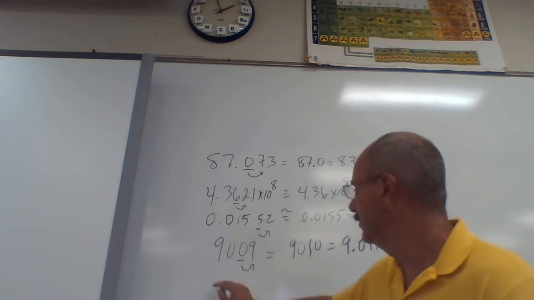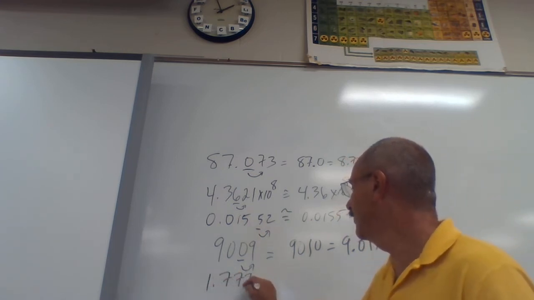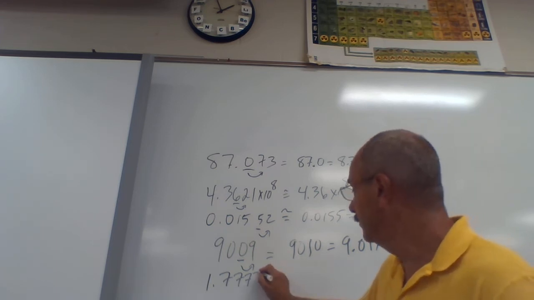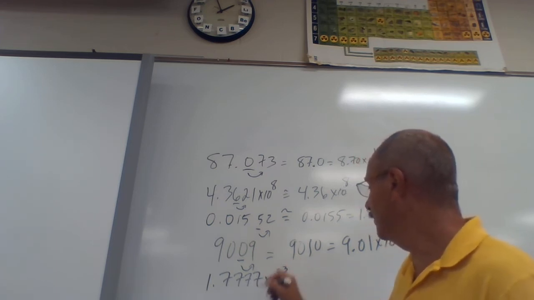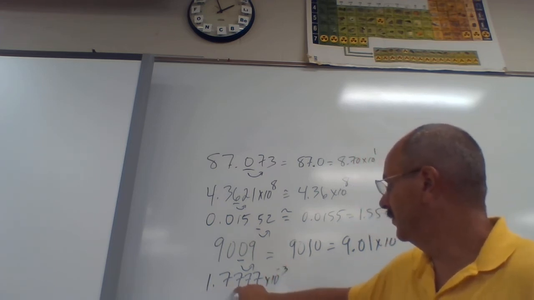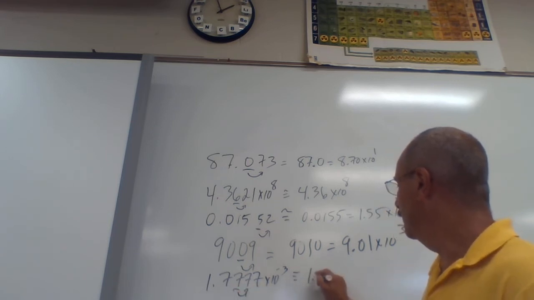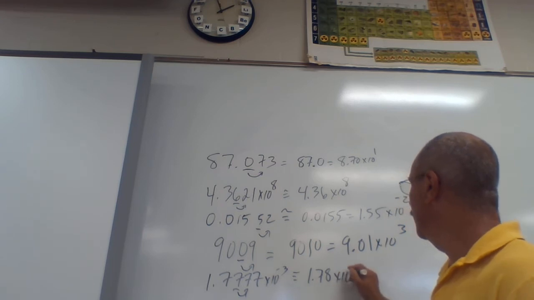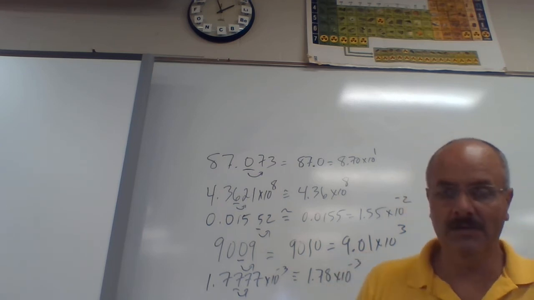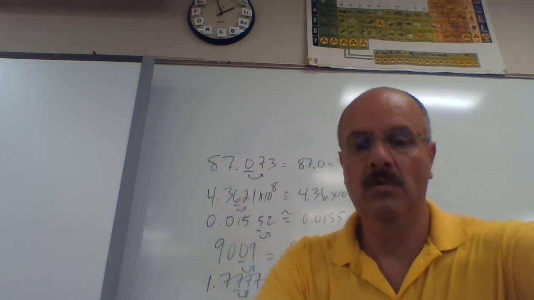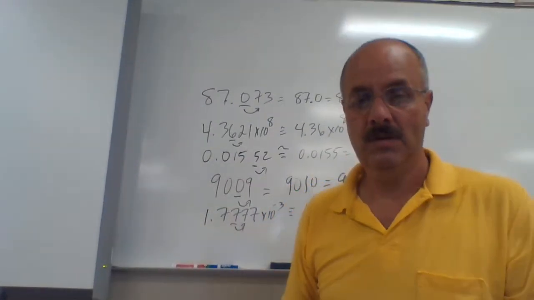All right, letter E. 1.7777 times 10 to the negative 3. Well, there's 1, 2, 3. So I'm rounding off there by looking at that next 7. So that gives me 1.78 times 10 to the negative third is the right answer. Let me move this down so you can see the bottom one.